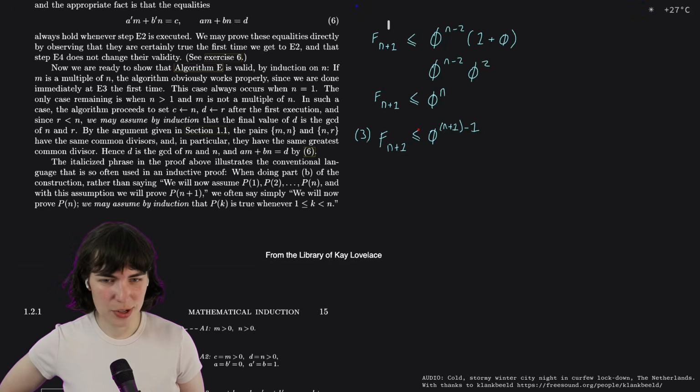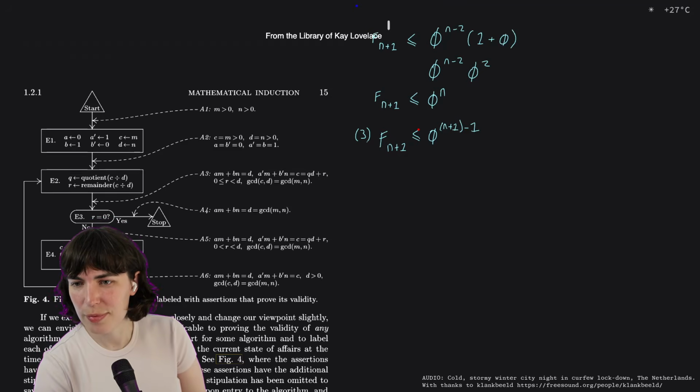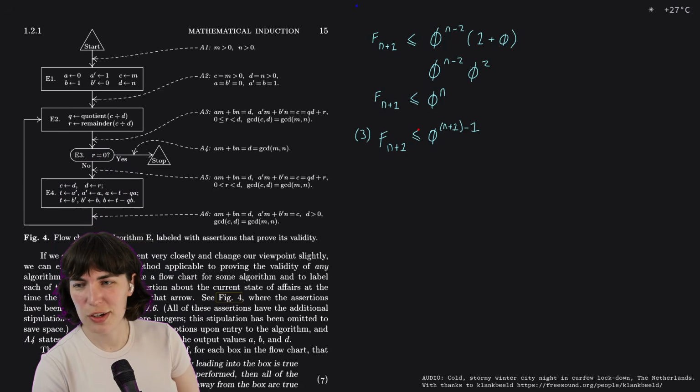It is a bit hardcore, isn't it? And then we've got these fun diagrams.